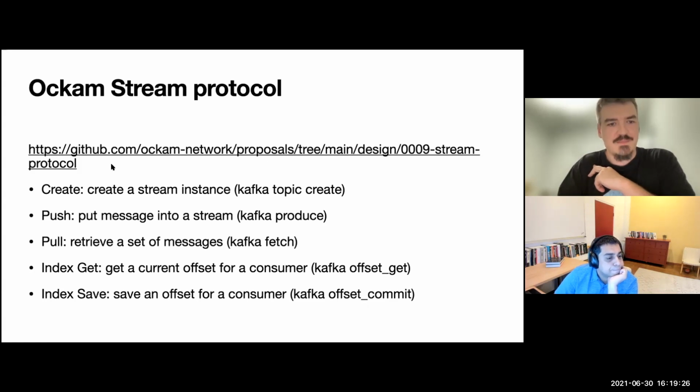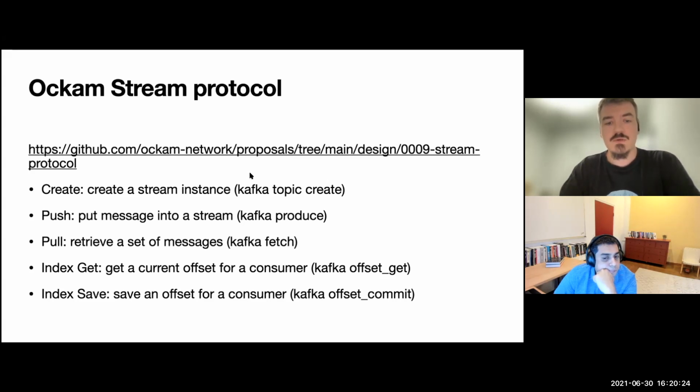The Ockam Stream Protocol, this protocol I mentioned, is described in this link, so you can use this link to read more. But in short, it's providing the functionality to create a stream instance, which we can think of as a Kafka topic, push messages, pull messages, and manage what we call indexes. Kafka calls them offsets. It's called indexes in some other systems, but generally it's the position of a consumer in the stream. And this is a purposely minimal API. It might be expanded in the future, but right now this is enough to get you exactly once delivery and integrate that. You can check more description of the protocol on this link.